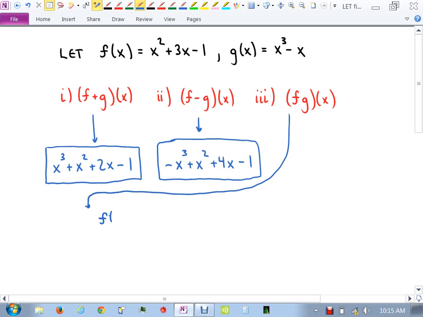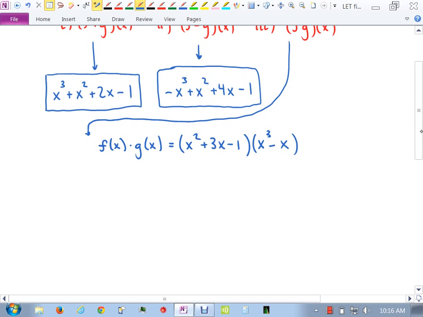Okay, fg means you take your f of x and you multiply your g of x. That's what that means, right? So that means I'm going to take my first function f, which is x squared plus 3x minus 1, multiply it times the other one, x cubed minus x, but then I have to put them in parentheses, right? That's the multiplication I'm going to do. Now, let me work this out.